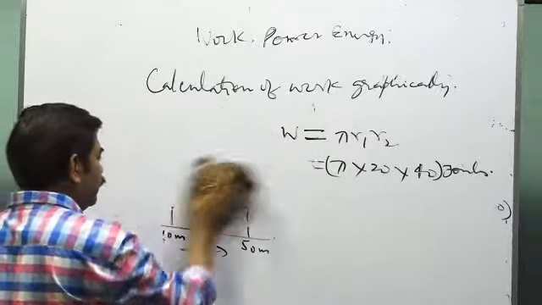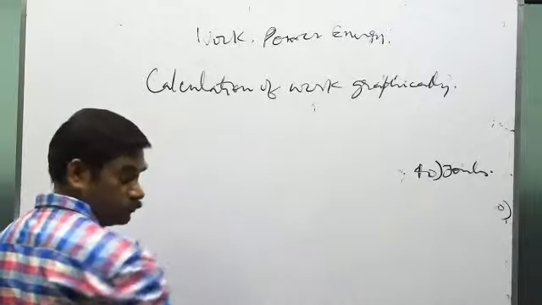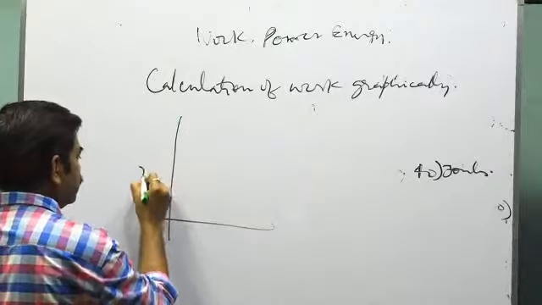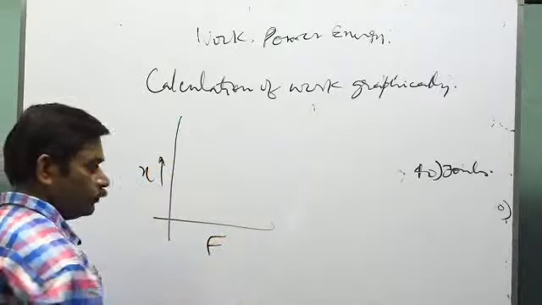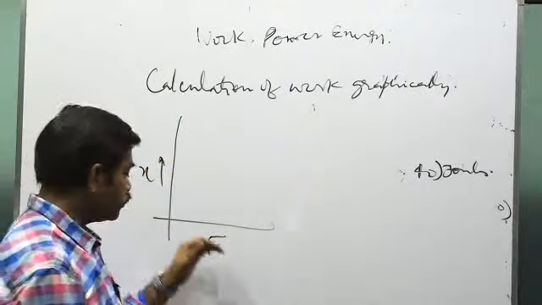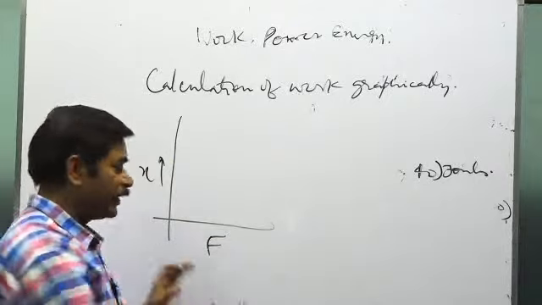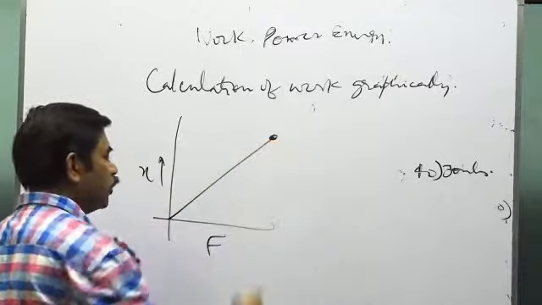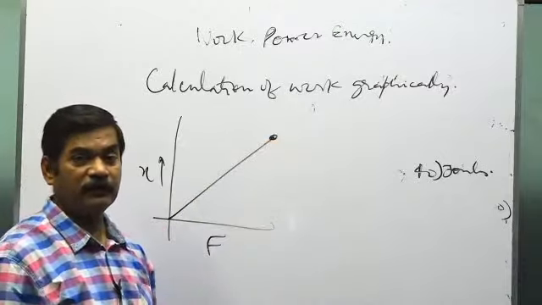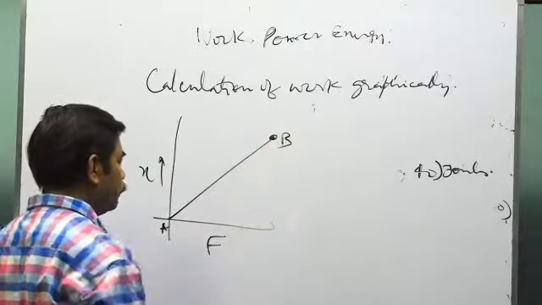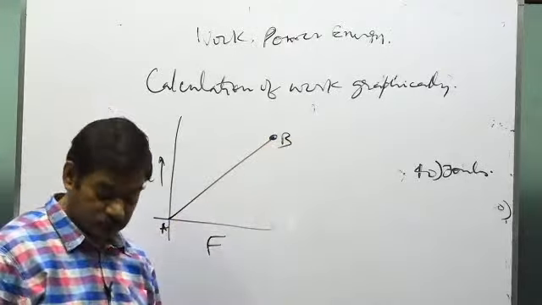Now see, one more thing is there. Suppose the graph is like this: this is the displacement, this is the force. Force is not on the y-axis. The graph is not a closed path. The graph is like this, see. You have to calculate the work done from point A to point B. Up to this point, how much is the work done?